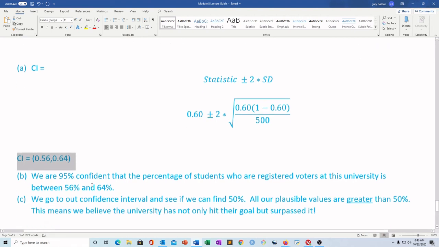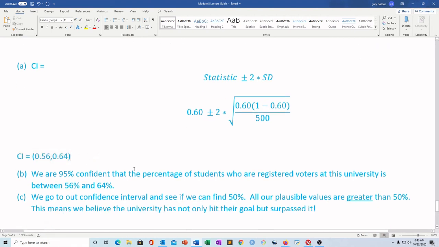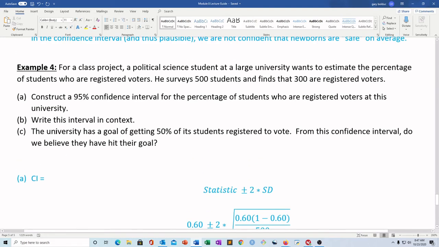So what does that mean? Well, we are 95% confident that the percentage of students who are registered voters at this university is between 56% and 64%. So there we go. That's our confidence interval. We're pretty sure that the true percentage of registered voters is somewhere between 56 and 64%. Do I know where exactly? No. Am I 100% sure that it's in there? No. Am I pretty sure it's in there? Yep.